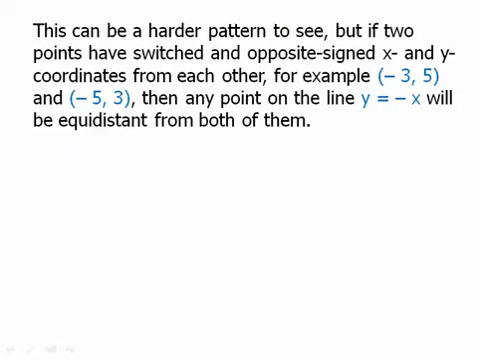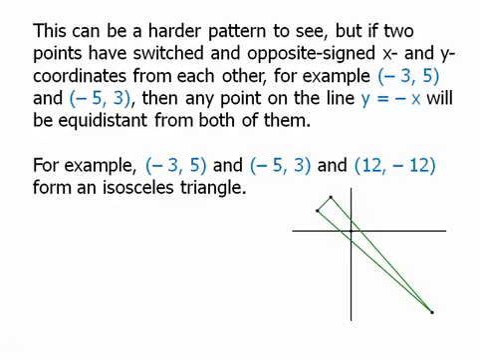This can be a harder pattern to see, but if two points have switched and opposite-signed x and y coordinates from each other, for example, (-3, 5) and (-5, 3), then any point on the line y equals negative x will be equidistant from both of them. Again, any point on the mirror line will be equidistant from both points. For example, (-3, 5), (-5, 3), and (12, -12) have to form an isosceles triangle. Again, the point on the mirror line, (12, -12), has to be equidistant from those two points.